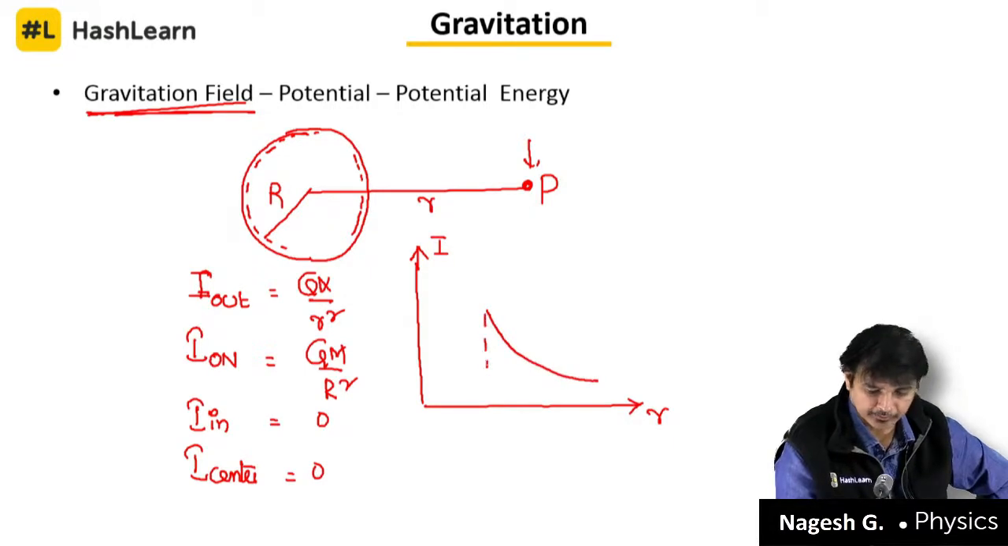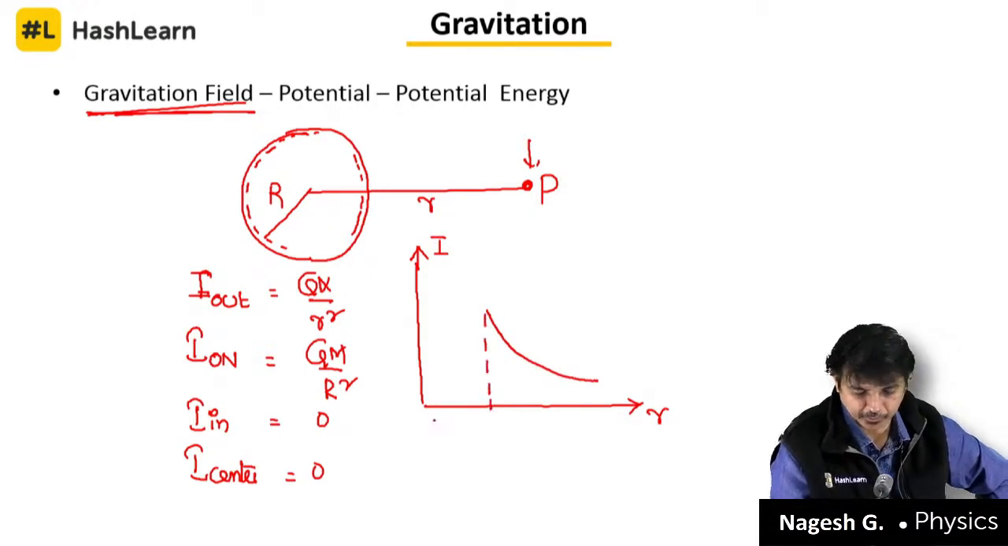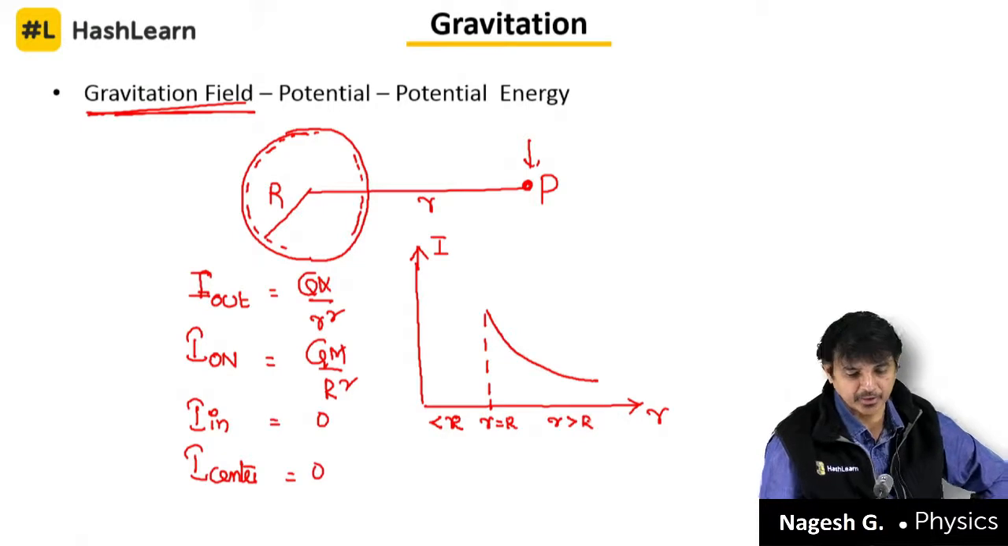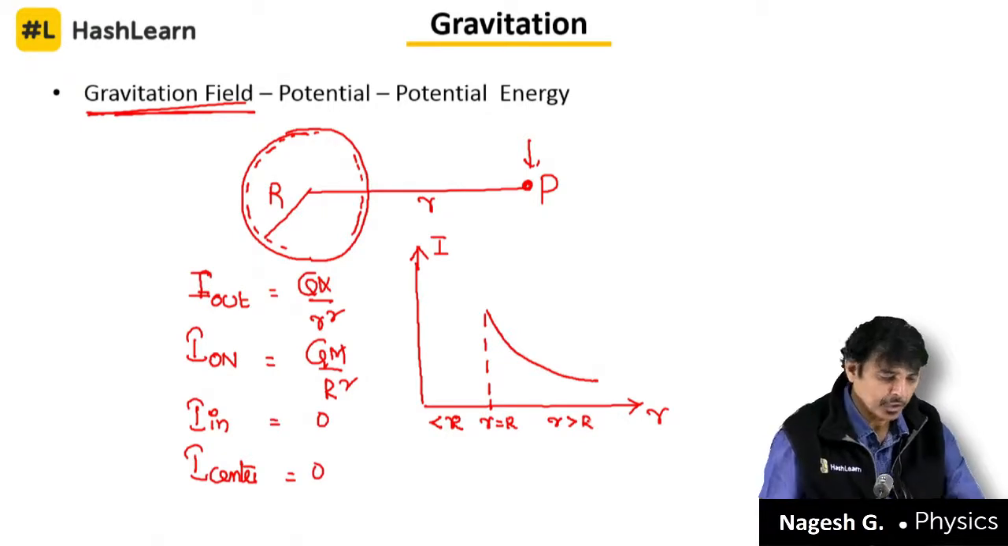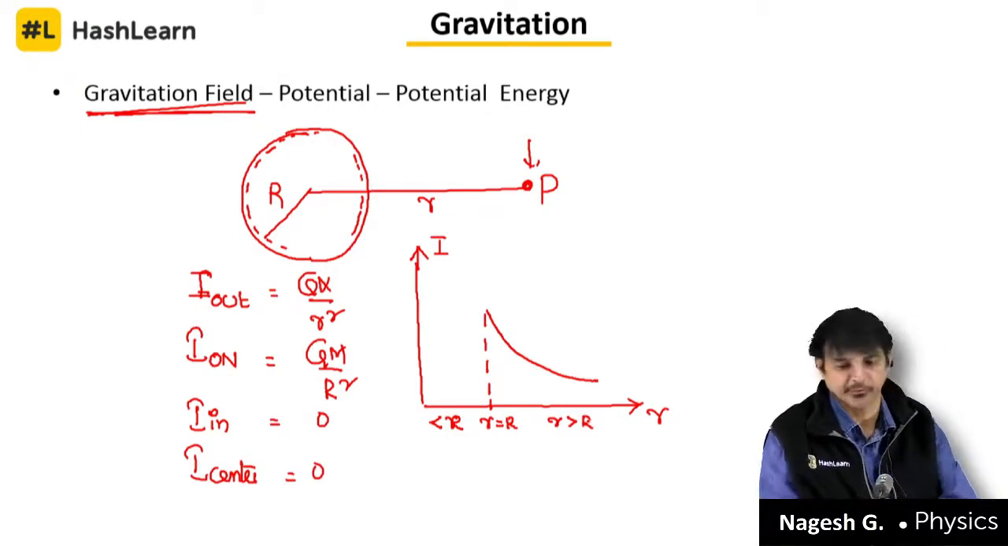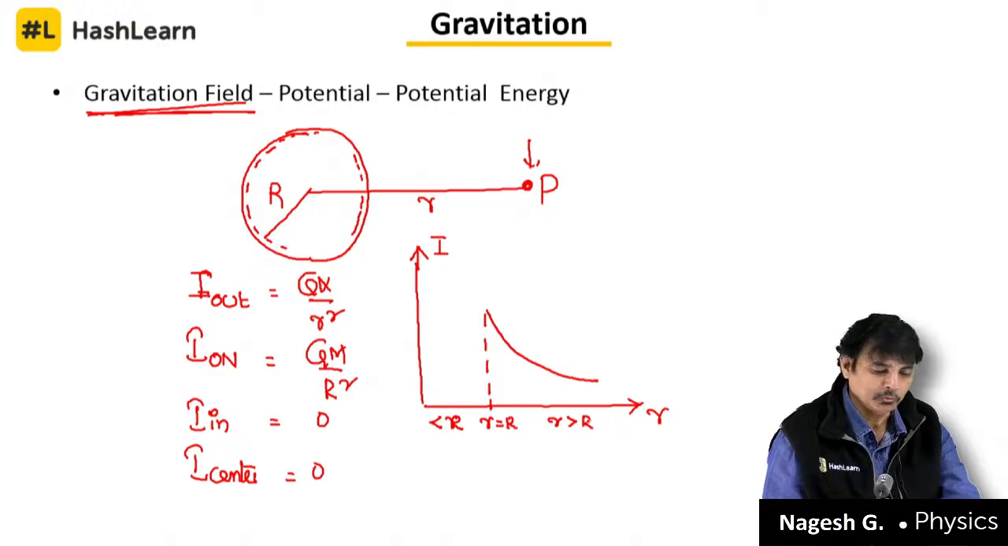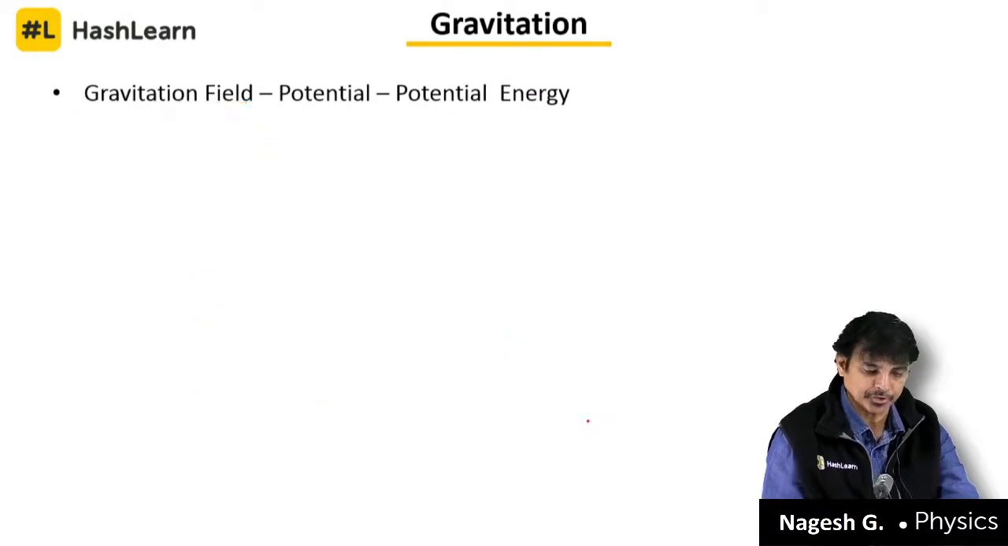This will be the variation of field with respect to distance. This is r less than capital R, r equal to capital R, r greater than capital R. This is with reference to the spherical shell or hollow sphere. The difference between the previous model and this was, there matter is inside, here there is no matter. Because of the absence of matter, the field is also absent inside. Now, we are taking the field due to another one.